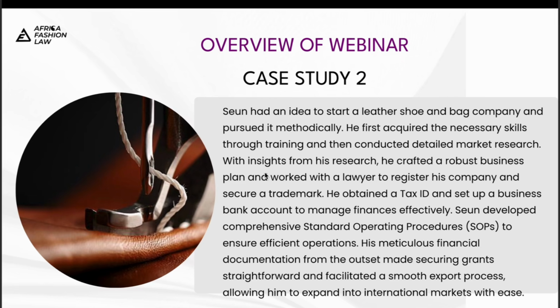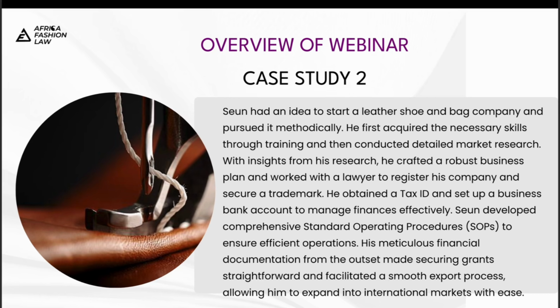We have someone here. Shemu had an idea to start a leather, shoe and bag company and pursued it. He first acquired the necessary skills, same with Tope. Tope acquired the necessary skills. Then he conducted his detailed market research. With insight from his research, he crafted a robust business plan. Then he worked with a lawyer, he registered his company, he secured his trademark, he obtained a tax identification number, and set up a business bank account to manage his finances effectively.